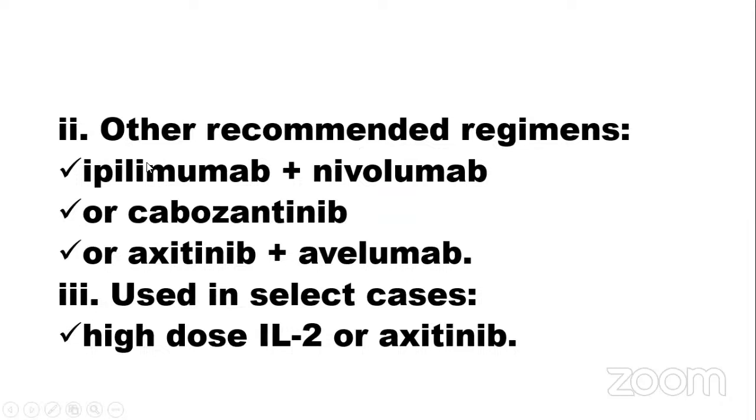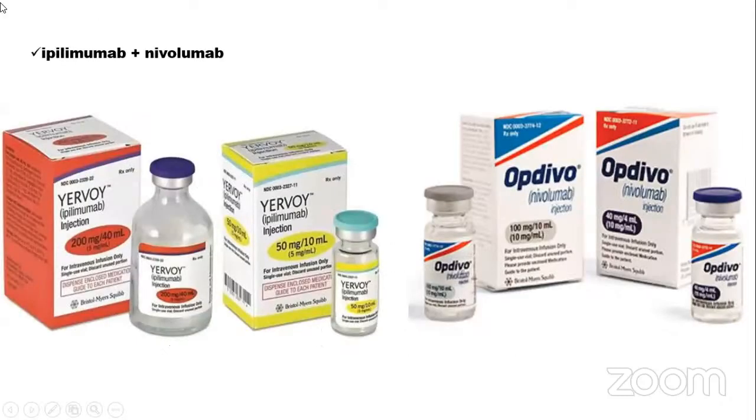Other recommended regimens: ipilimumab and nivolumab, both together, or we will use cabozantinib, or axitinib plus avelumab. Used in selected cases, we will use high dose interleukin or axitinib. This is another recommendation for management of systemic metastatic clear cell RCC.